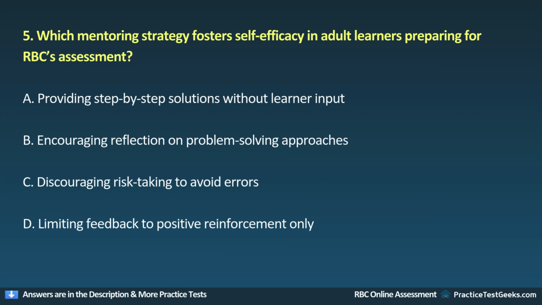5. Which mentoring strategy fosters self-efficacy in adult learners preparing for RBC's assessment? A. Providing step-by-step solutions without learner input. B. Encouraging reflection on problem-solving approaches. C. Discouraging risk-taking to avoid errors. D. Limiting feedback to positive reinforcement only.